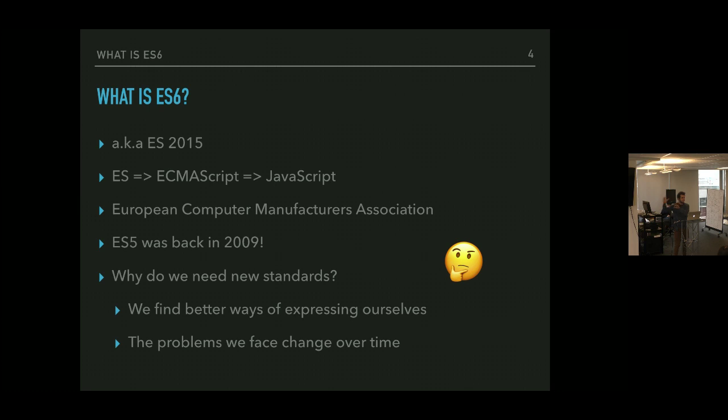And there's like slang on top of that. That stuff carries over into code. So we find new ways of expressing ourselves, and on top of that, the problems that we face change over time, right? The web was a different place back in 2009. 2015, completely different place, different problems. We need new constructs in a language to express solutions for those problems.